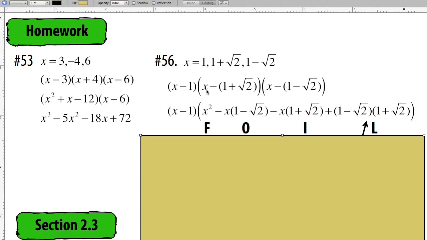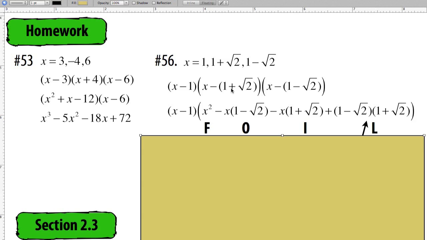So watch. X times x is going to give me x squared. That's the first term. The outer term is going to be x here times this whole part. Since it's negative and x is positive, I'm going to get a negative sign. So negative x times 1 minus the square root of 2. I do not multiply that together yet.